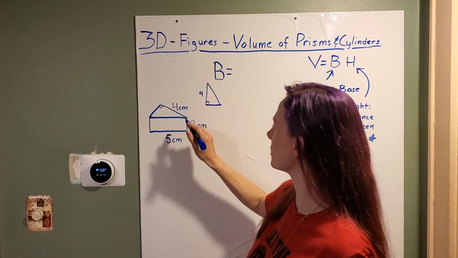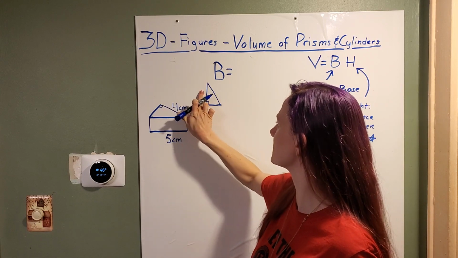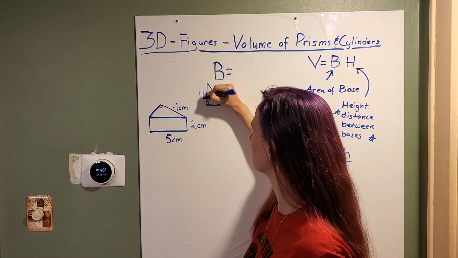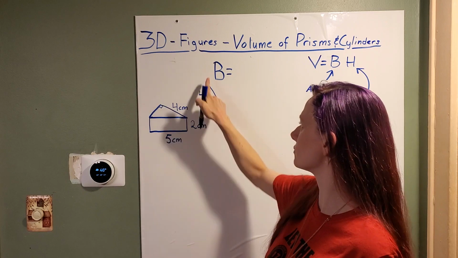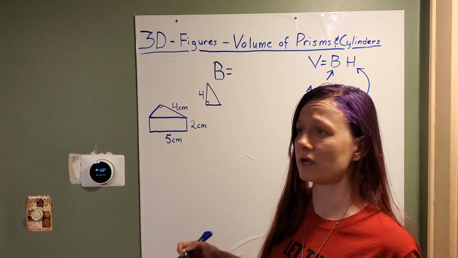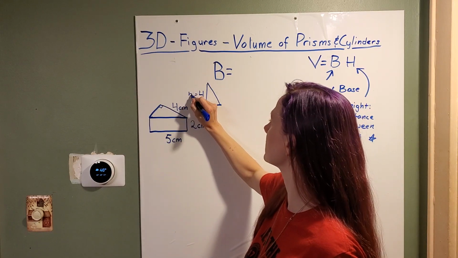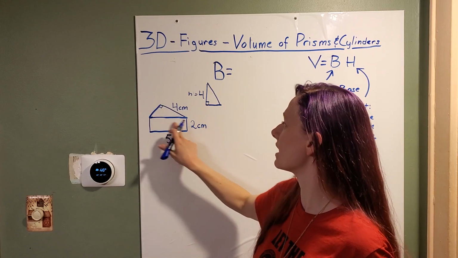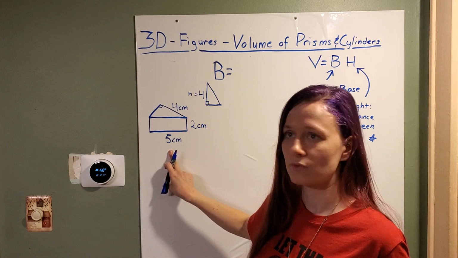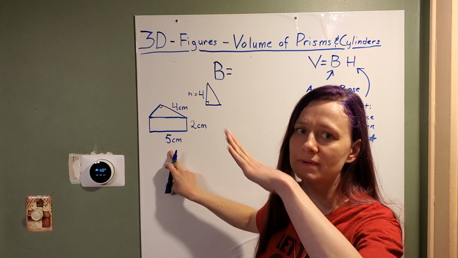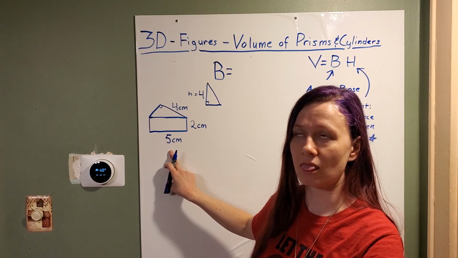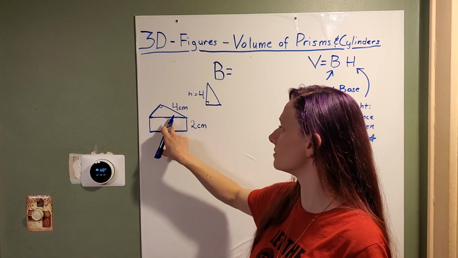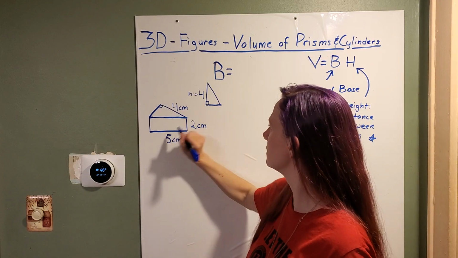So this is 4. This will be the height of my triangle. So that'll be my lowercase h. And then I know this side because this is going to match. We know that the base on the top and the base on the bottom have to be congruent to each other. So this is going to be 5 centimeters as well.